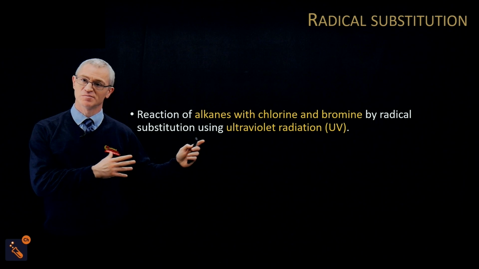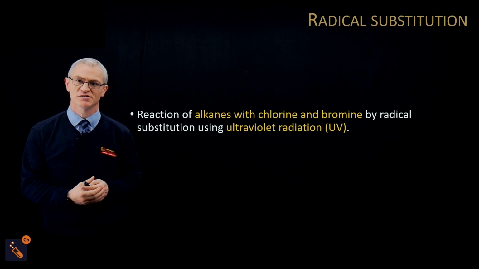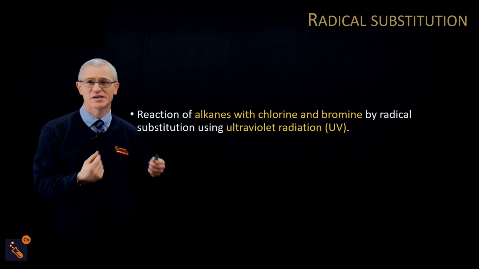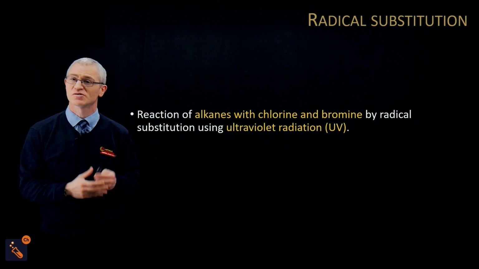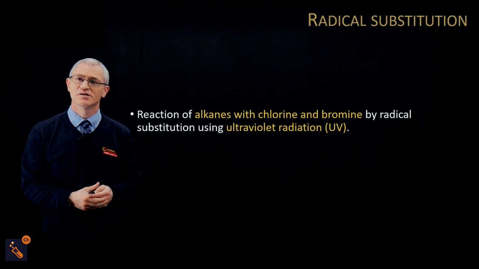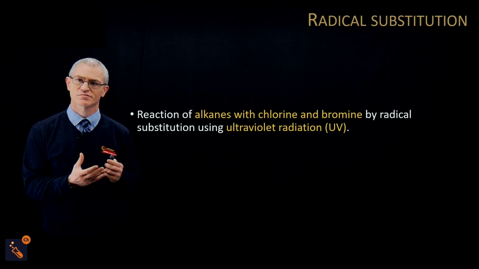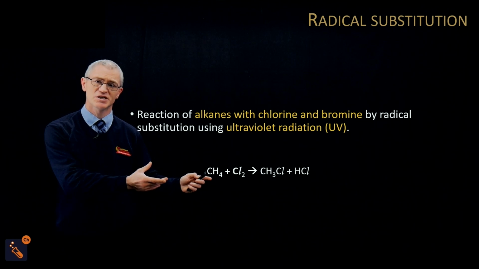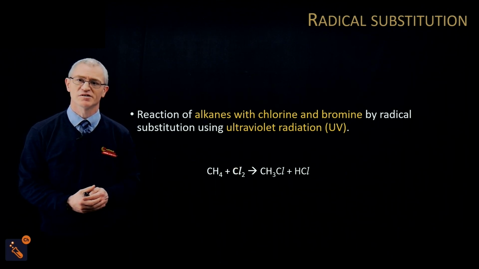And this is by radical substitution using UV to start the reaction off. So that gets the reaction going, and it's a chain reaction. It just keeps going and going until the reactants have run out. That's because chlorine, the chlorine radical, is a catalyst, and we'll show you why that's a catalyst in the next slide. Now, the reaction we've chosen is methane plus chlorine goes to chloromethane plus hydrochloric acid.